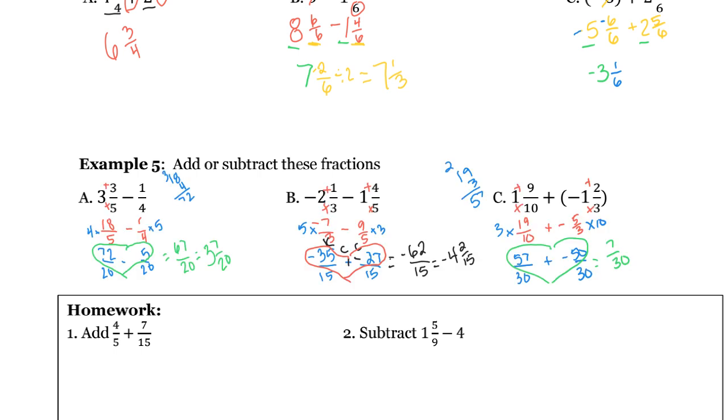All right, so make sure you're checking your answers. A should be 3 7/20. B should be -4 2/15. And C should be 7/30. So if you didn't get those answers, check your work. I have all of mine written out there. Your homework's at the bottom here, so make sure you're checking your work and being diligent.